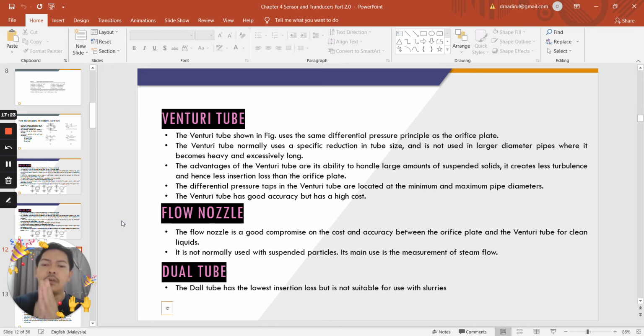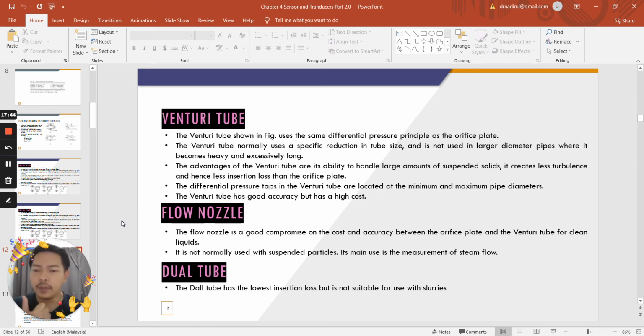Okay, it is not normally used with suspended particles. Its main use is the measurement of steam flow. However, you must remember the flow nozzle cannot be used with particulate. So it's mainly used in the measurement of steam flow.